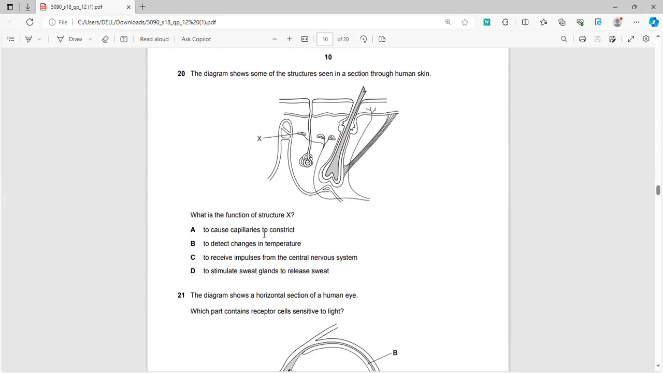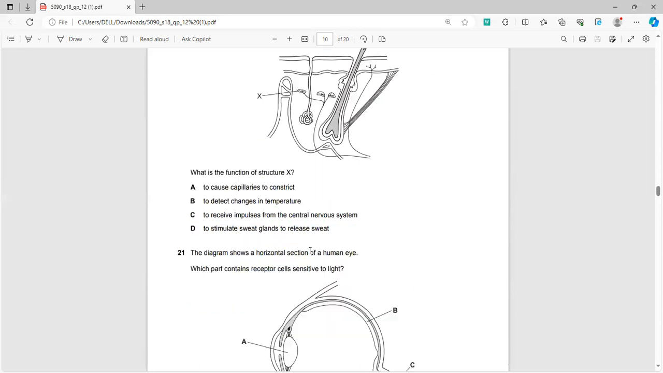Structure X: to cause capillaries to constrict, to detect changes in temperature, to receive impulses from the CNS, to stimulate sweat glands to release sweat. You can clearly see that the structure X is closely linked to where does it go? Its nerve endings go outside and they help to receive impulses from the CNS. So the correct option will be B, to detect changes in temperature.